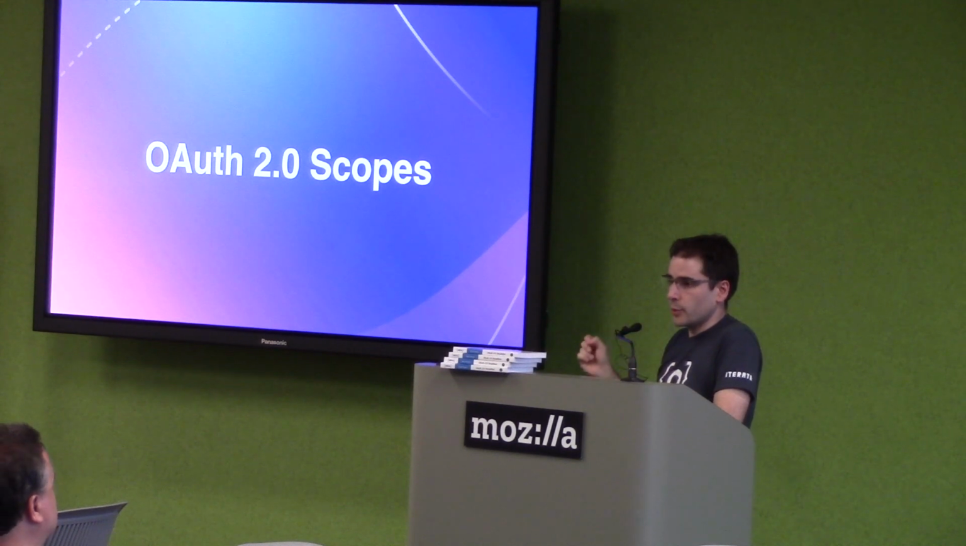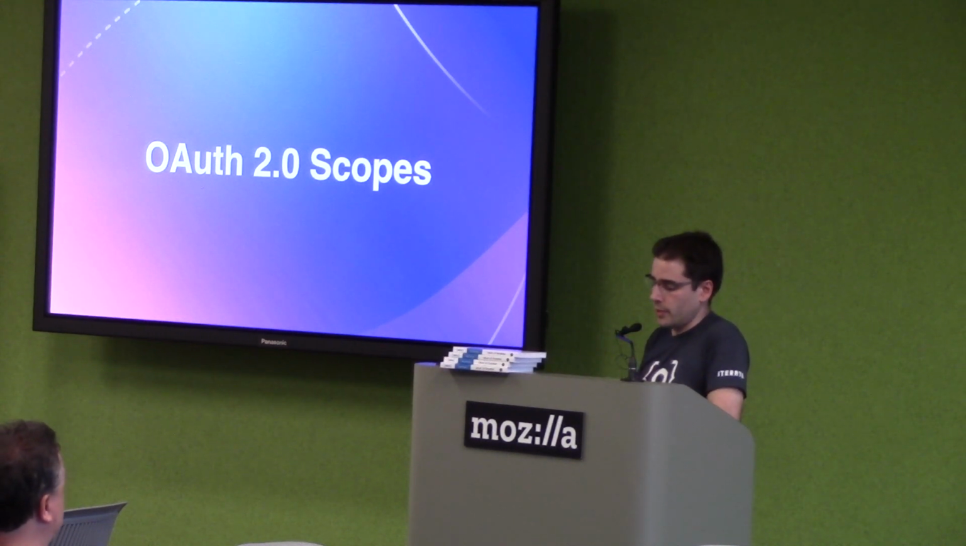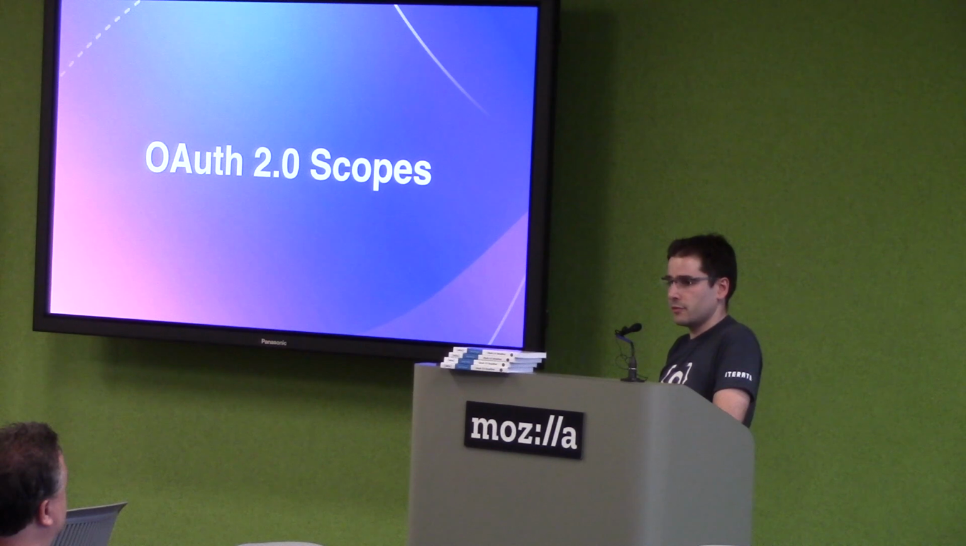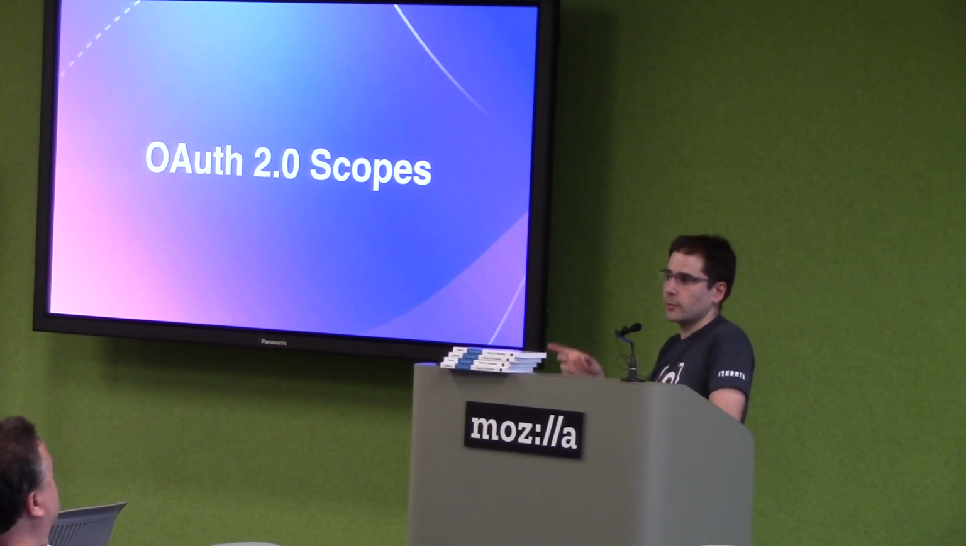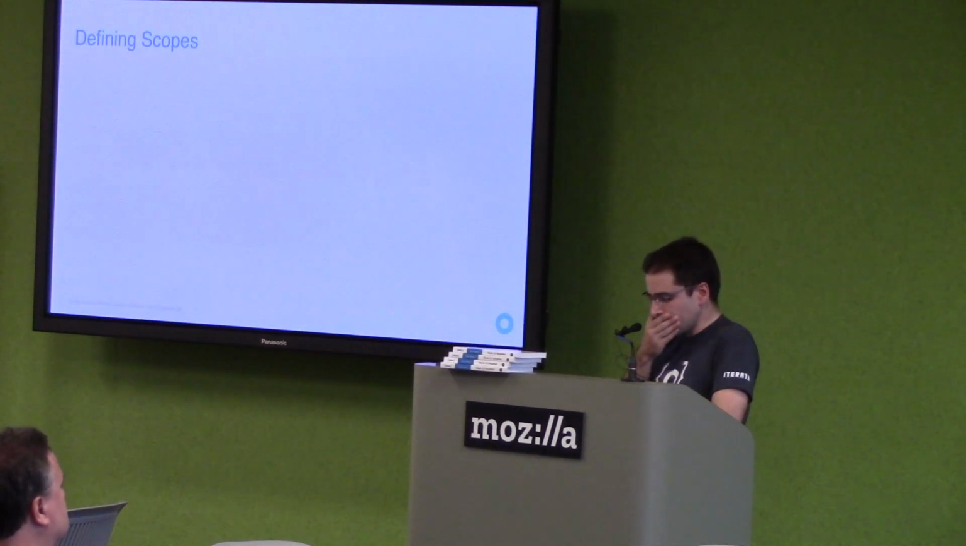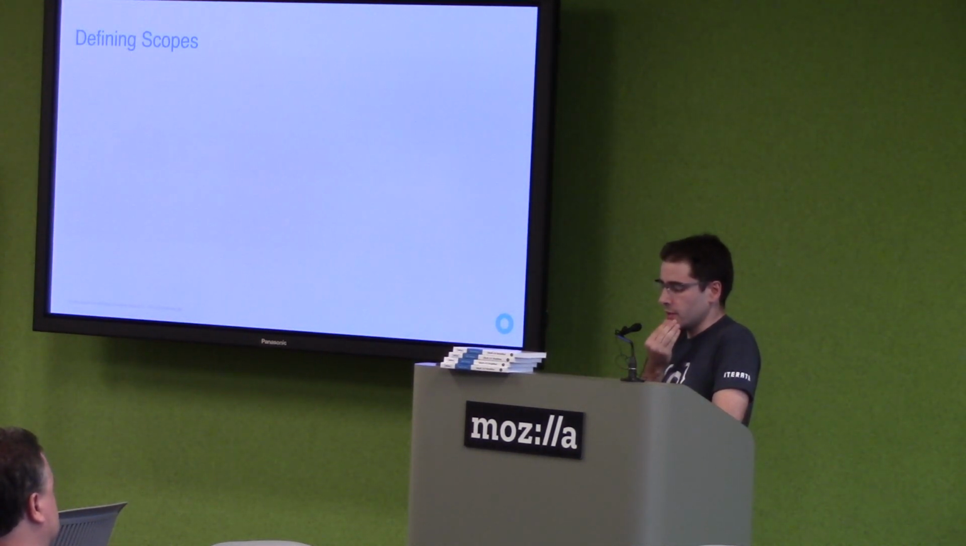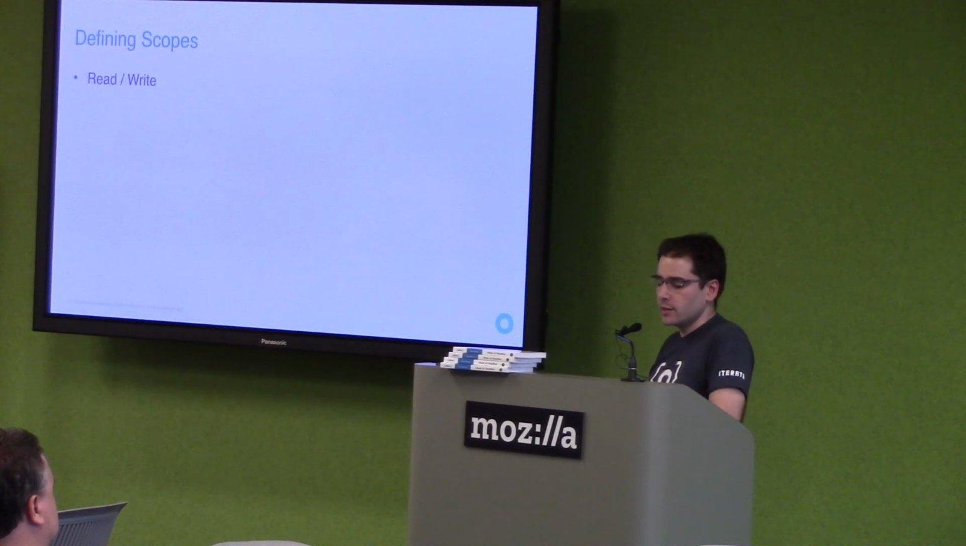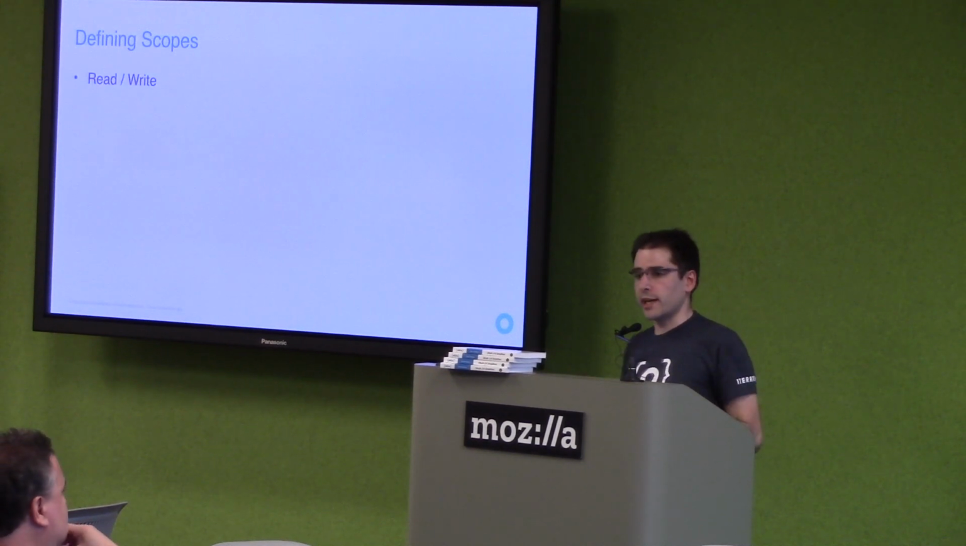So, scopes. Scopes are a big part of OAuth. Scopes are a very powerful concept. As far as the spec is concerned, scopes are left up to the service to define. The spec just says that scopes have to be strings separated by spaces if you're going to provide multiple. But the actual values of those are not standardized. So as the developer of the service, you get to define what scopes you're going to provide your developers and your users. Typically, a good place to start is just read versus write access.